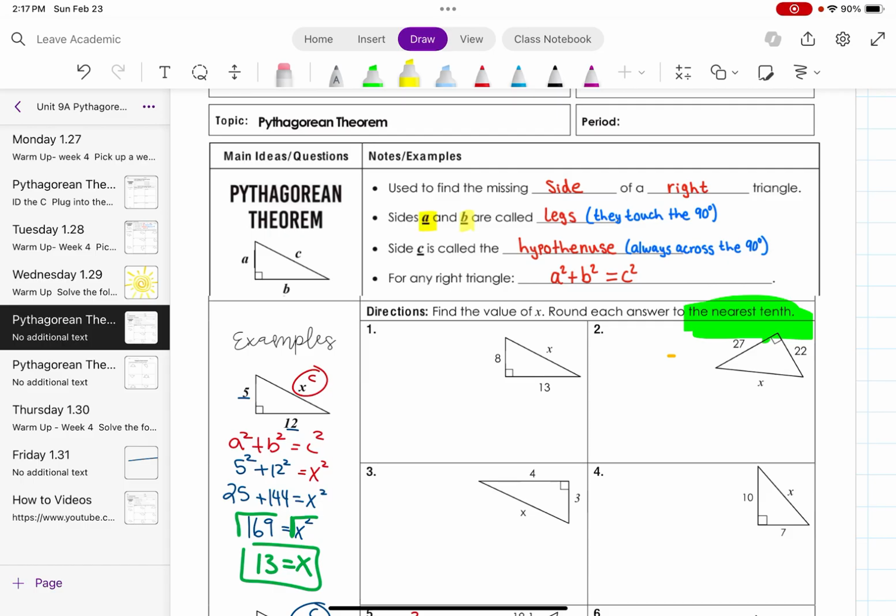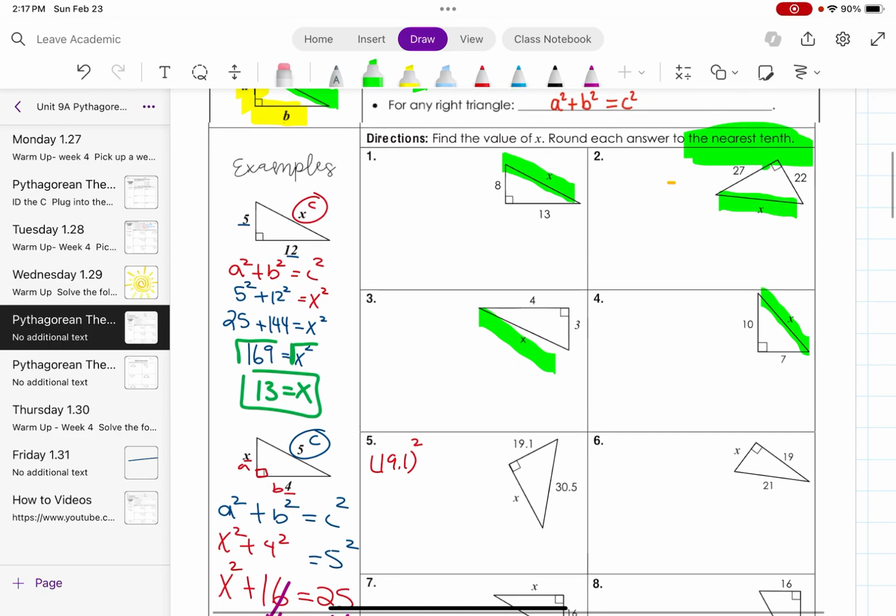A and B are considered to be legs, okay? They're the ones touching the 90 degree angle, right here by the box. The hypotenuse, which is C, will always be across from it, so it will be that one. Wherever you see it in the other triangles, that would be C, this would be C, that would be C. Those are the C's in this case, okay?